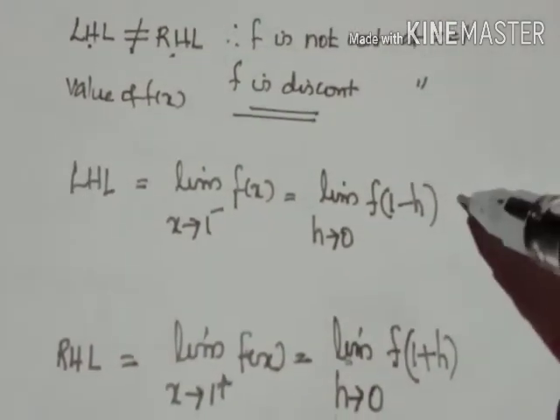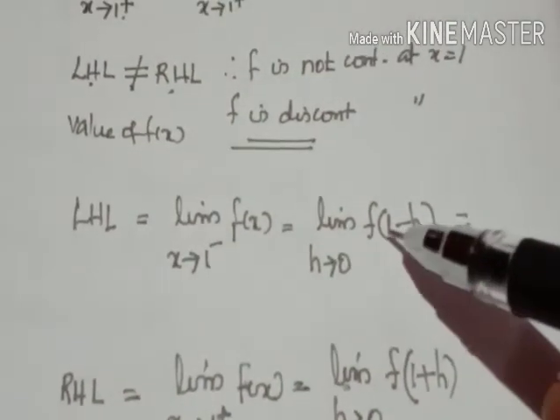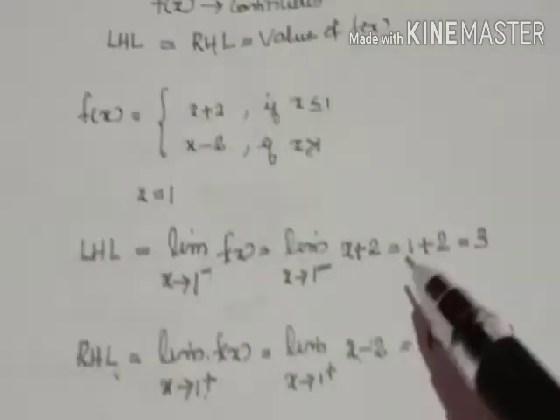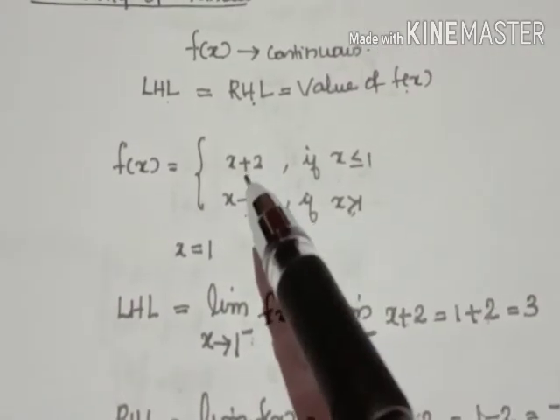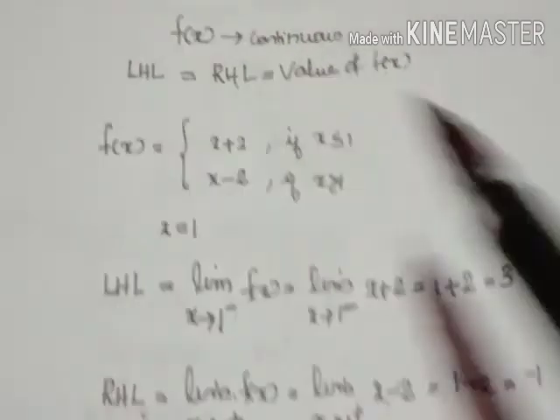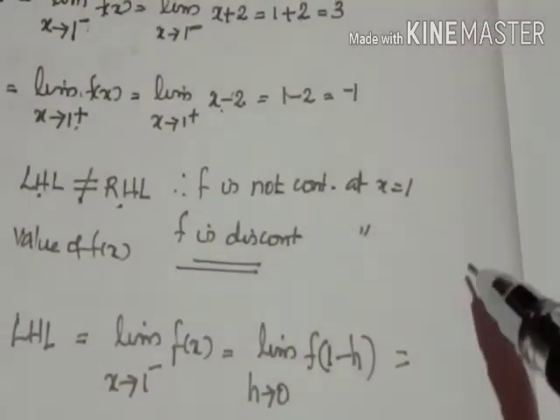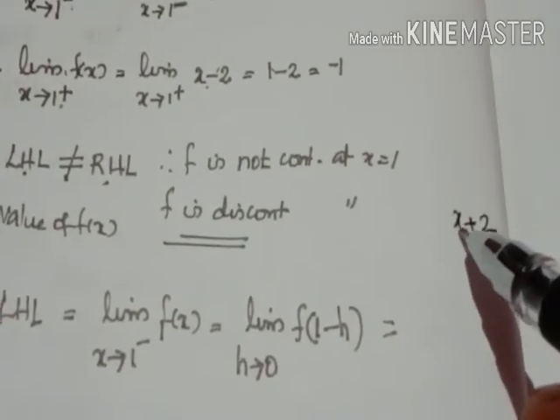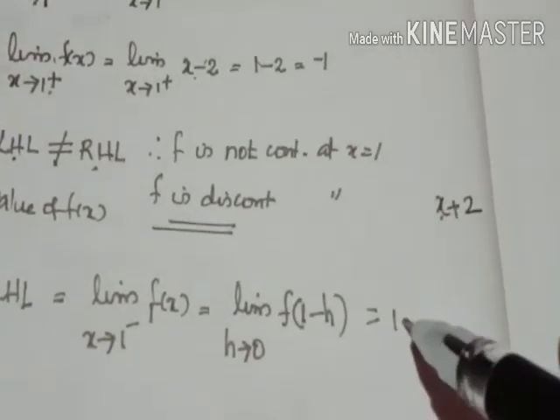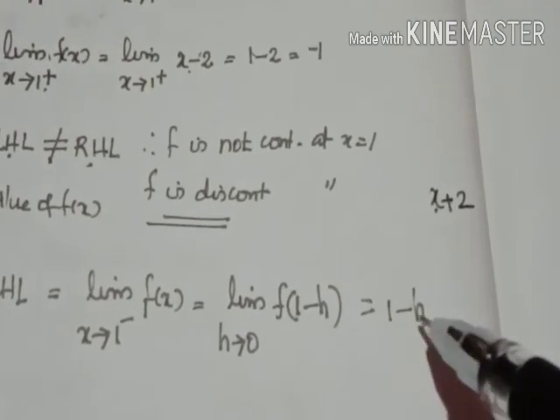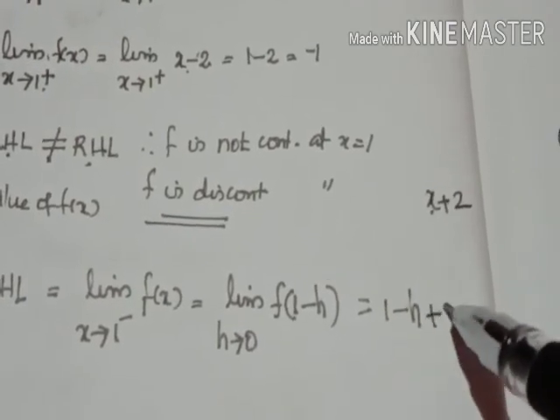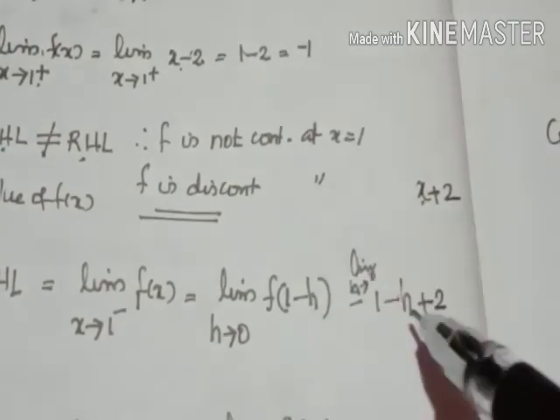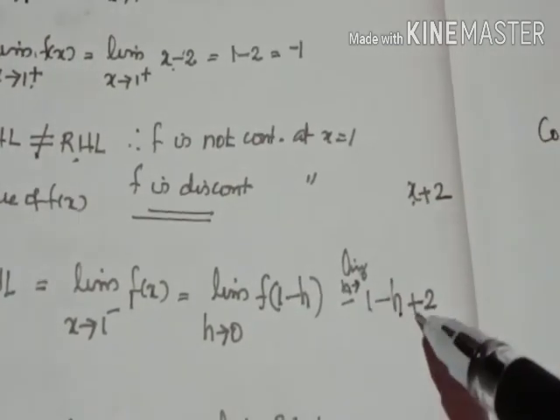Now we are going to replace here. 1 minus h means it is less than 1. Less than 1 means this is the function x plus 2. So in the function x plus 2, we want to replace this x as 1 minus h. So 1 minus h plus 2. Limit h tends to 0 of 1 minus h plus 2.